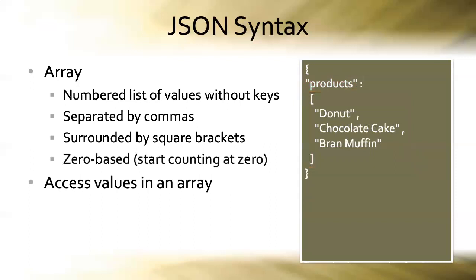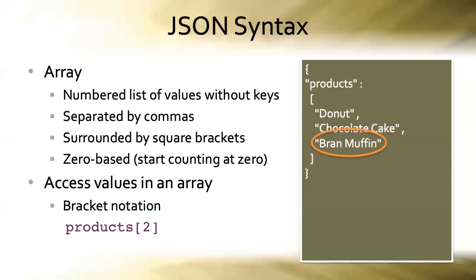We can access values in an array using bracket notation like this, where we start with the key, products in this example, then put the index number of the item we want in square brackets. Item number 2 in this products array is bran muffin.